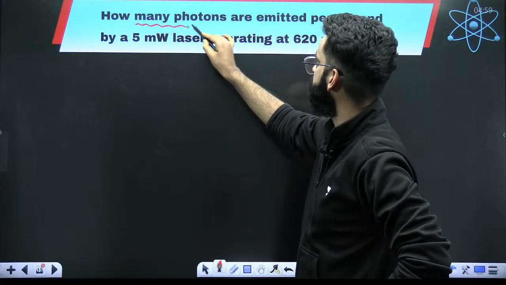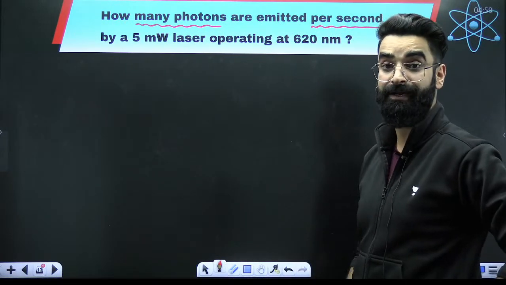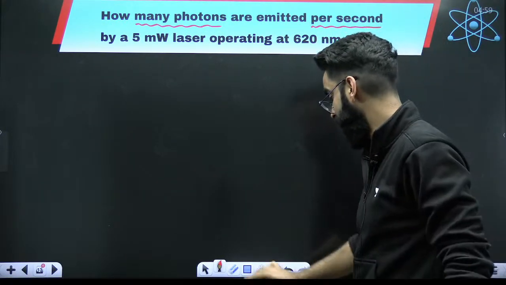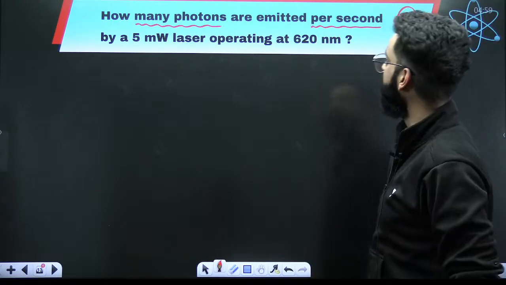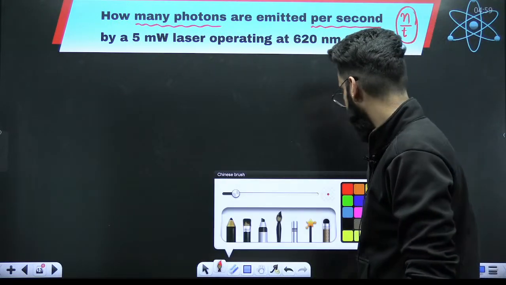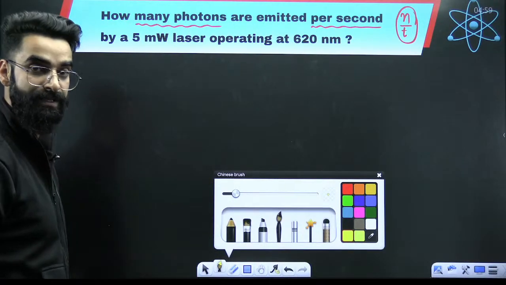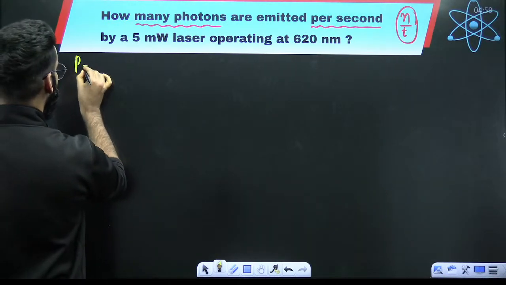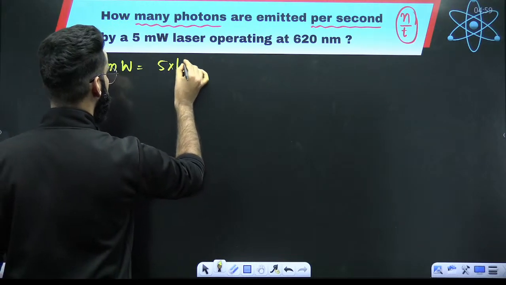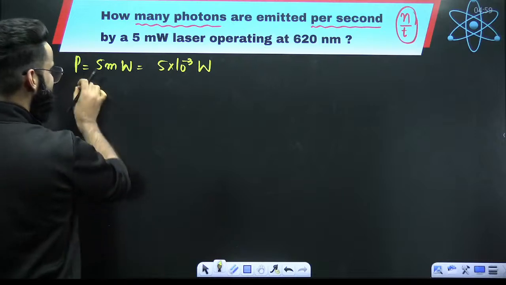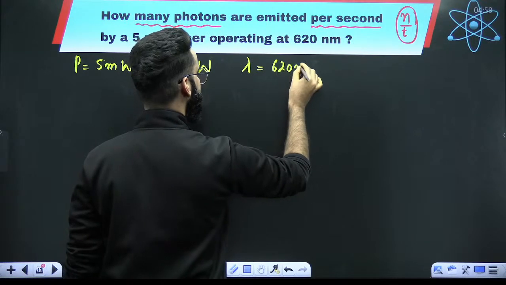How many photons are emitted per second? Number of photons emitted per second, N by T. How many photons are emitted per second by a 5 milliwatt laser operating at 620 nanometers? So we have a laser which is emitting a power of 5 milliwatts, which can be written as 5 multiplied by 10 raised to the power minus 3 watts, right? And this laser is operating at the wavelength of 620 nanometers.